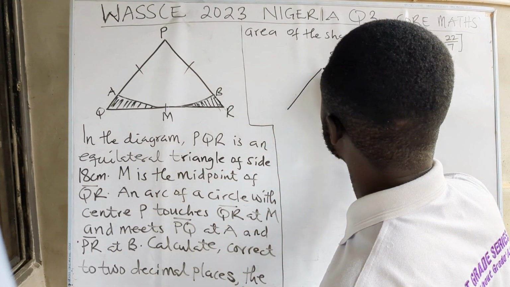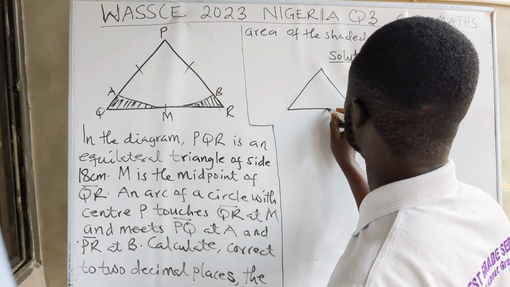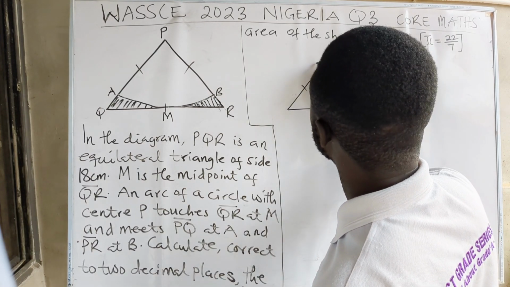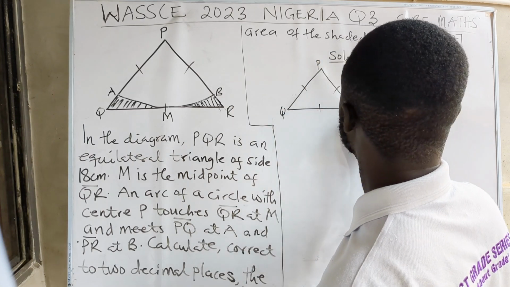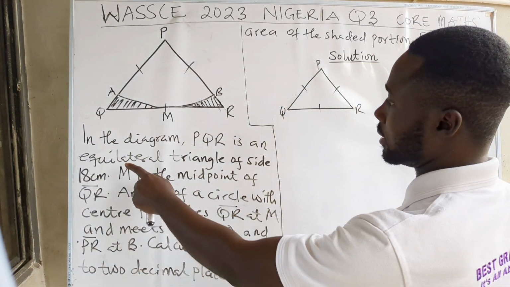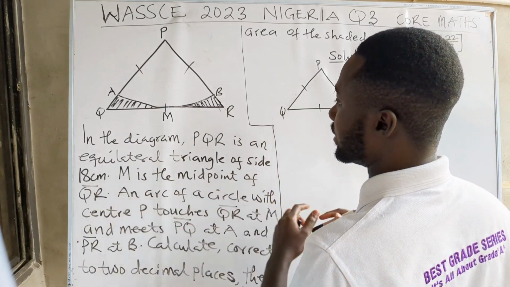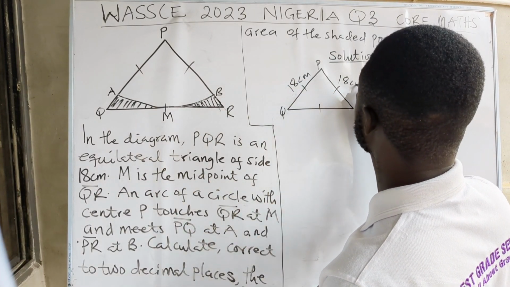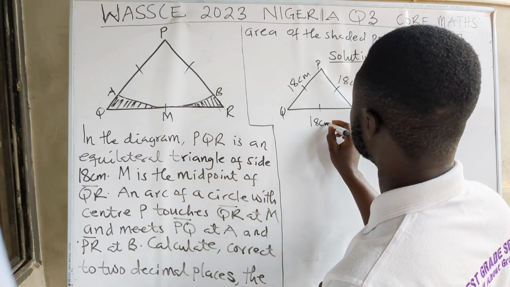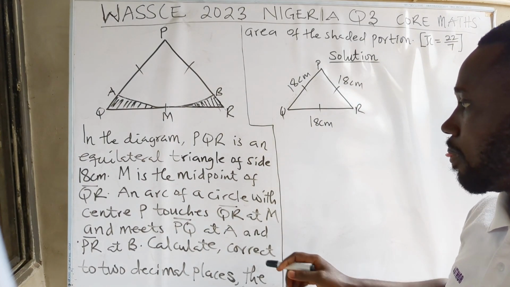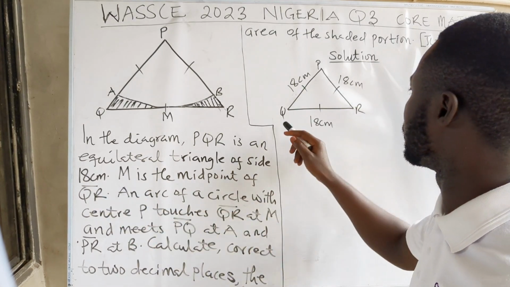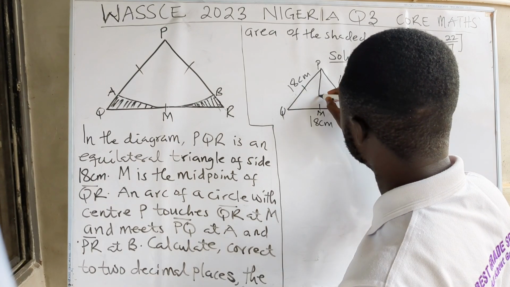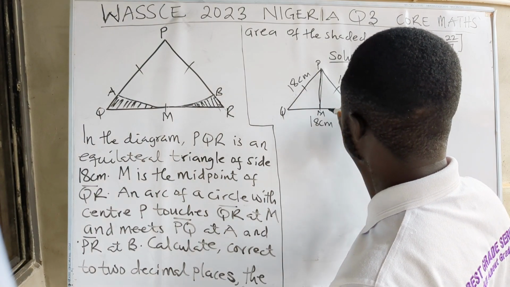Okay, so this is our triangle. P, Q, and then R. It said the triangle is equilateral of side 18. Equilateral, all the sides are the same. So here also is 18, and down here also 18. And M is the midpoint of QR. So on QR, there is M here, which is a midpoint. It divides QR into 2.